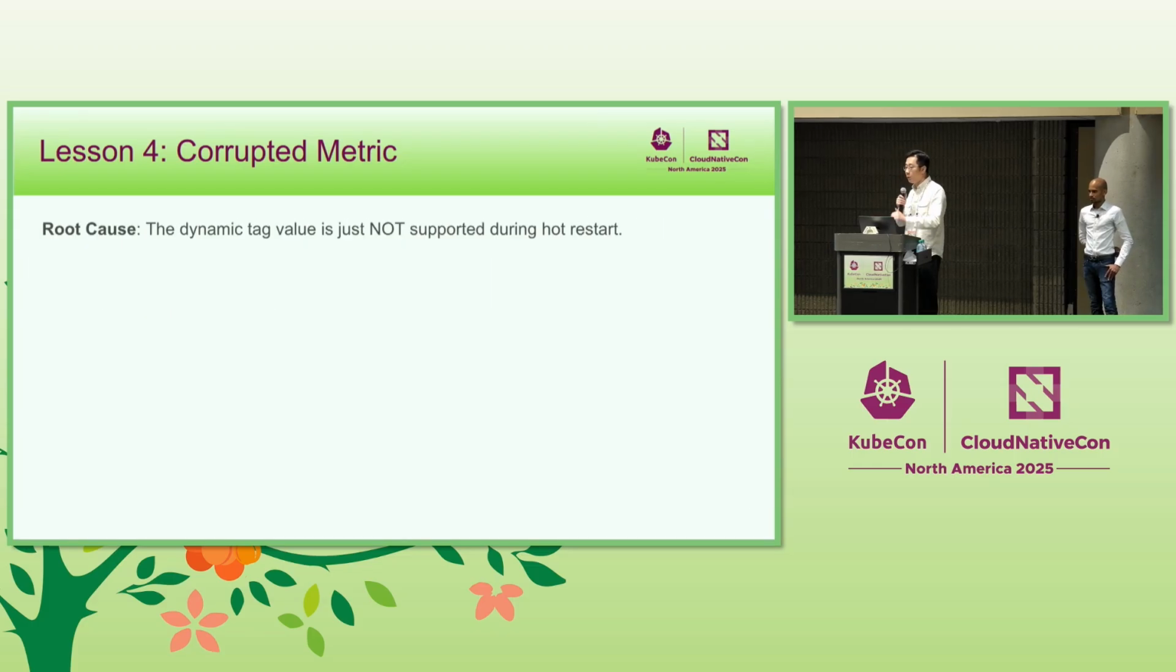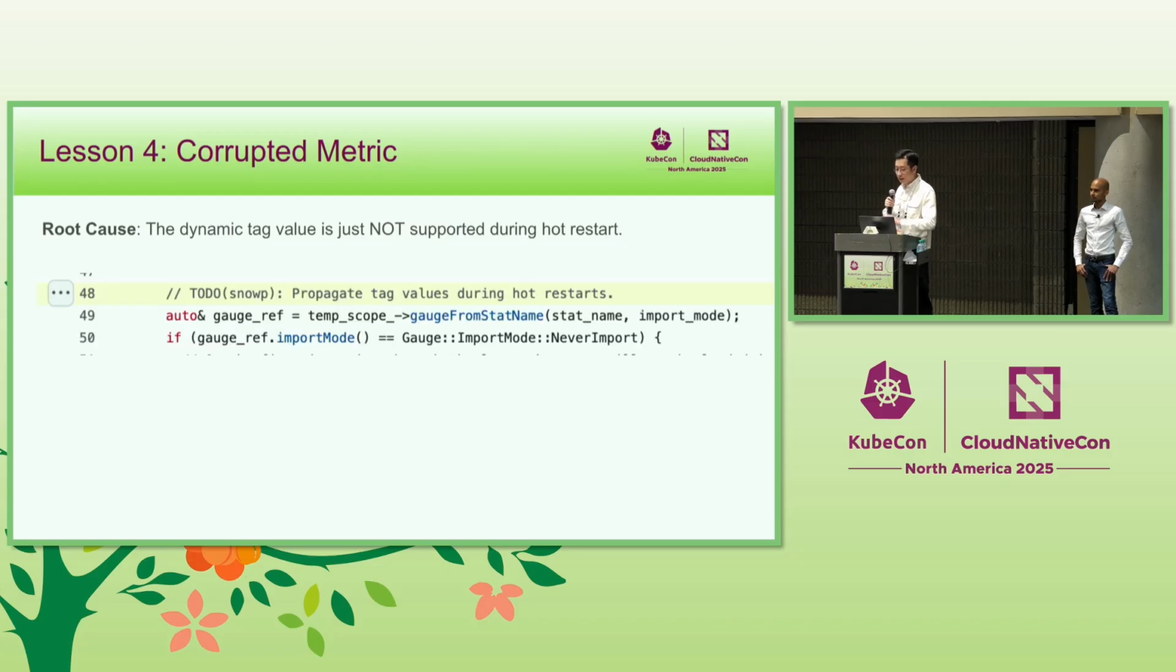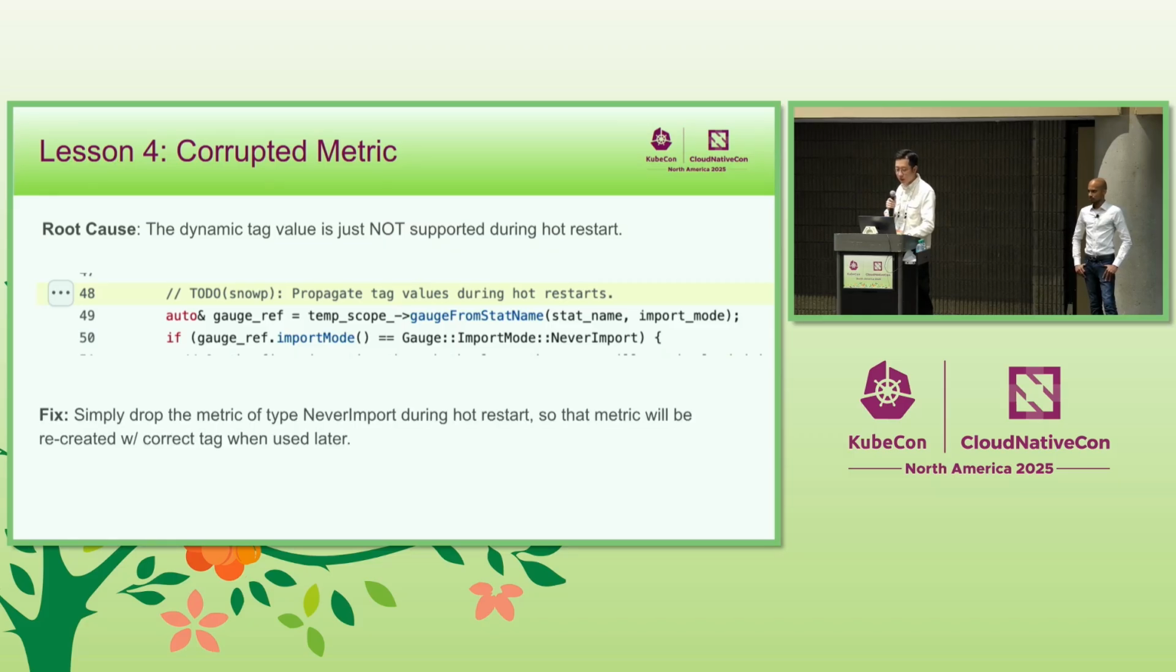So we had to dig into Envoy code and we found out this is simply because Envoy doesn't support the dynamic tag during the hot restart. Hot restart means we start a new Envoy that will hand off the old metrics from the old Envoy to the new Envoy. It is deep in the code, not mentioned anywhere in documentation, that this particular feature is not supported. The fix is actually simple. We just modify Envoy to drop those metrics with the dynamic tags, and we let the new Envoy recreate them when they are actually needed. In that case, it will always ensure it has correct tags.